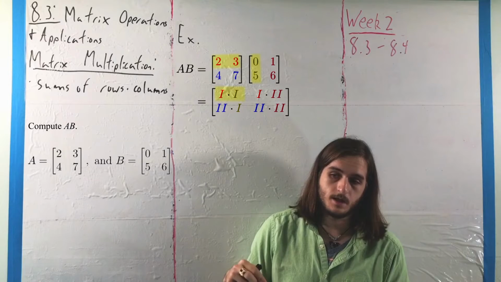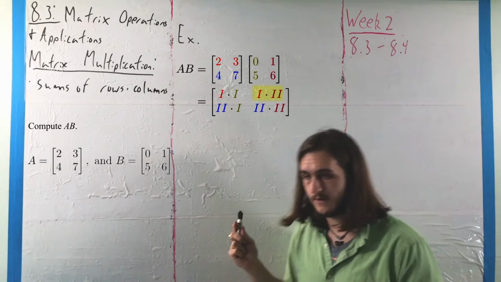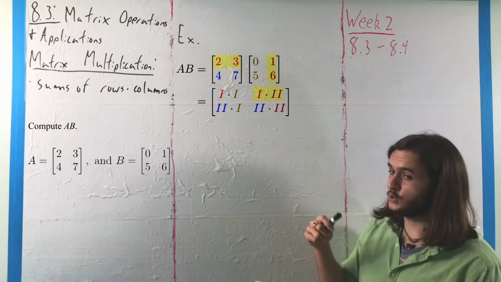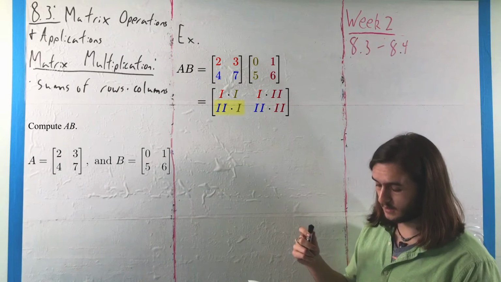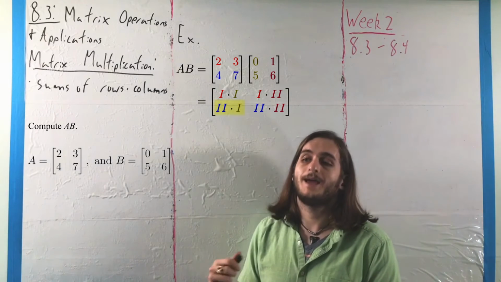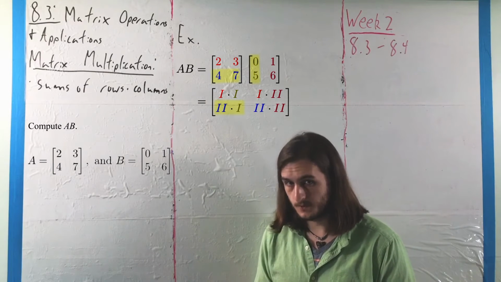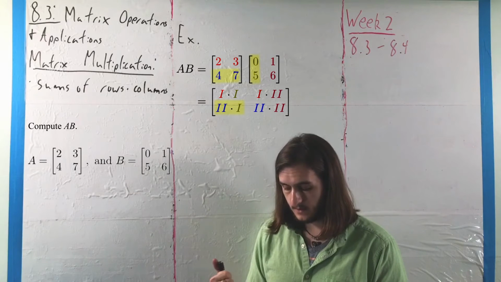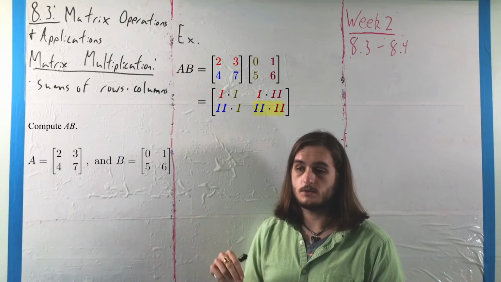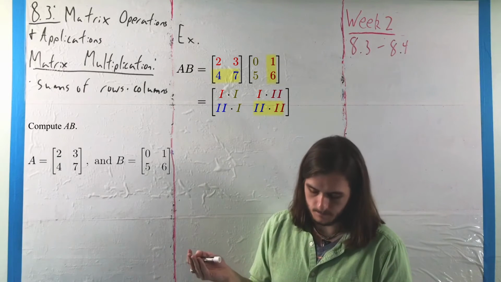Then in slot 1, 2, we're going to get something that uses row 1 of A and column 2 of B. Then for 2, 1, we're thinking in terms of row 2 of A and column 1 of B. 2, 1 goes to 2, 1. And then finally, for slot 2, 2, we have row 2 of A and column 2 of B. 2, 2 comes from 2, 2.